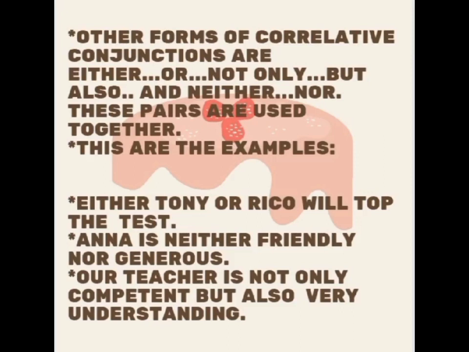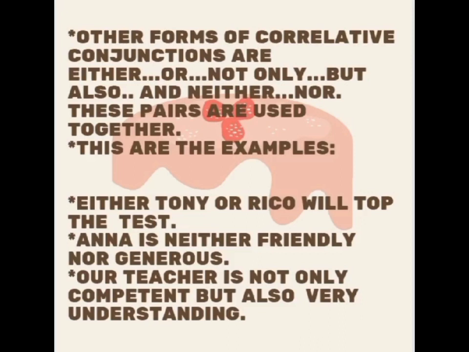For our example number 2, Anna is neither friendly nor generous. If we emphasize, it means Anna is not friendly or Anna is not generous. Another example, she has neither the money nor the time to go for an expensive night. So it means she doesn't have the money or she doesn't have the time. The correlative conjunction neither or nor is used for negating two options given.